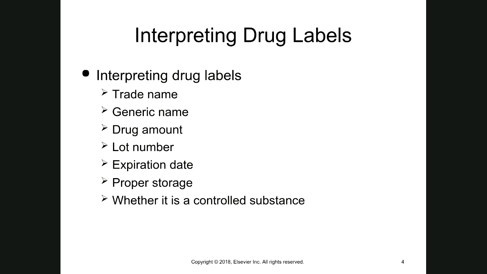Other information found on the drug labels includes the lot number, expiration date, proper storage and where to store it, and whether it is a controlled substance or not. Be aware of drug names that sound and look alike.